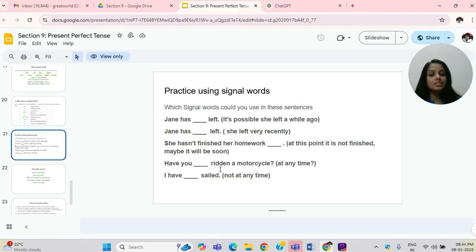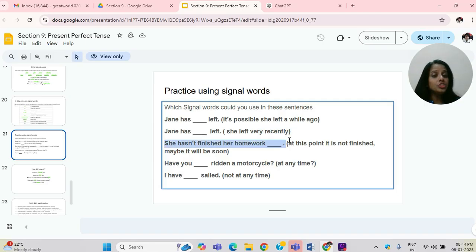Let's practice using signal words. Now it's your turn. Pause the video, take your pen and paper, read the sentence carefully, and try using signal words in the given blanks. Jane has dash left. It's possible she left a while ago. Jane has dash left. But here the meaning is like she left very recently. So which signal word will come?